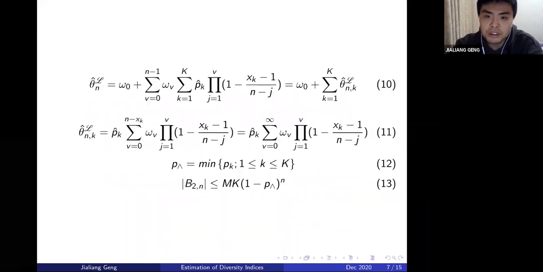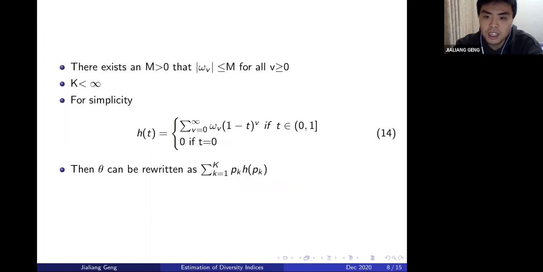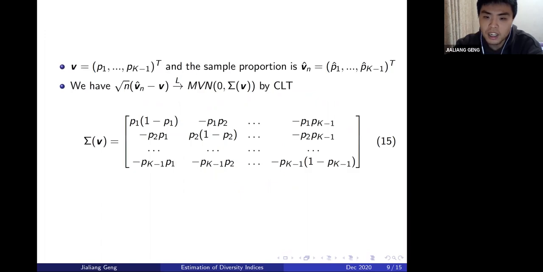So we will use equation 10 as our estimator, and the bias can be controlled by an exponential function, which is defined in the 13th equation. Next slide, please. Next slide, please. Sorry, we don't have time today, so I'll just go to the conclusion.